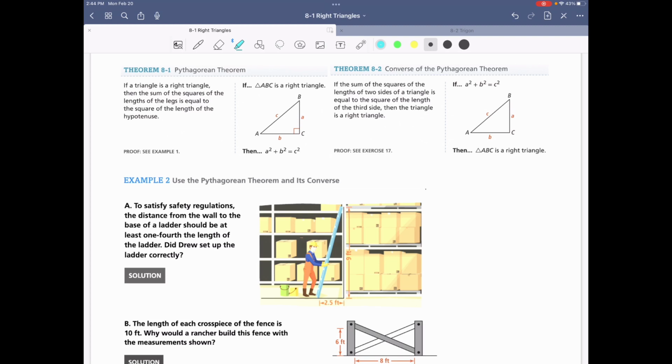To satisfy safety regulations, the distance from the wall to the base of a ladder should be at least 1/4 the length of the ladder. Did Drew set up this ladder correctly? So we have 2.5 feet is how far the ladder is away. And it has to be at least 1/4 the length of the ladder, but we don't know the length of the ladder yet. And then we have this 9 feet.